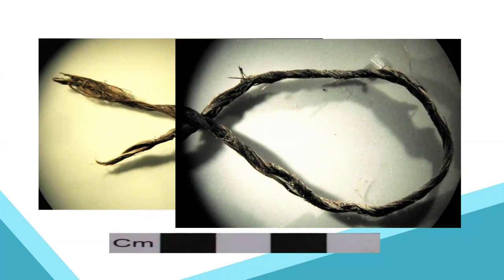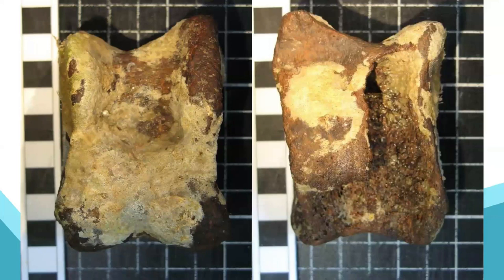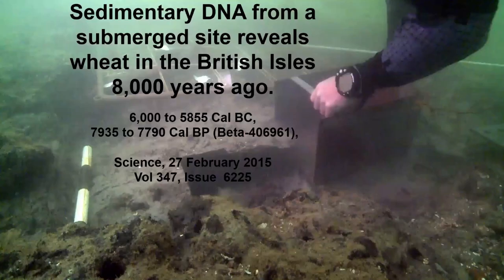And other things we found on the site, in case you're not familiar, things like string, 8,000-year-old string, and auroch bones. We mentioned aurochs yesterday, and they're obviously around in the Mesolithic. We found a metatarsal from the site as well, BC2. And what was most significant with this site was the discovery of wheat.